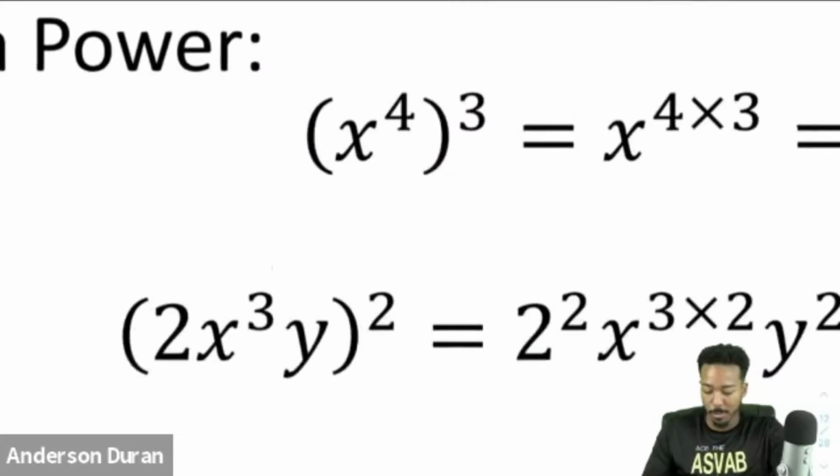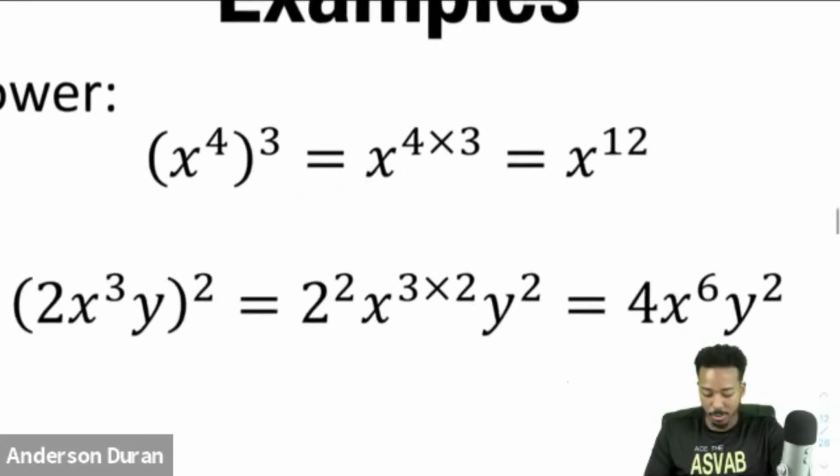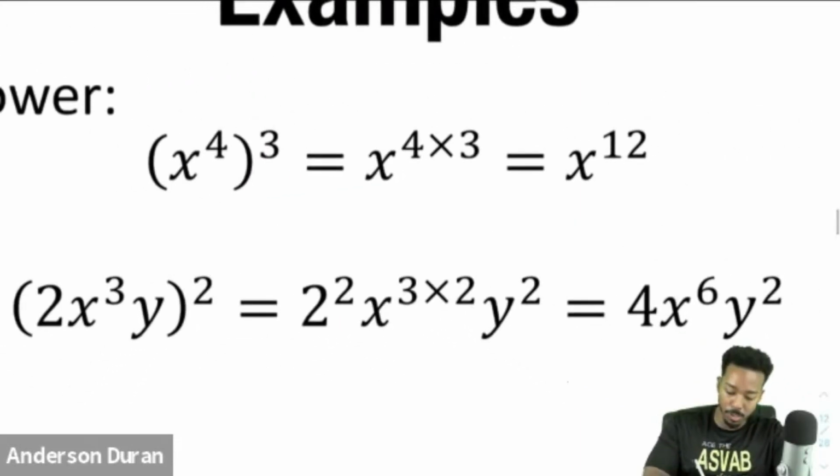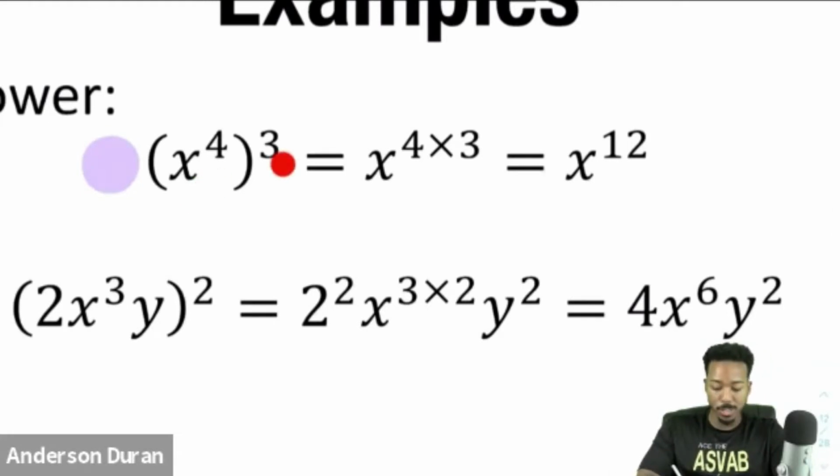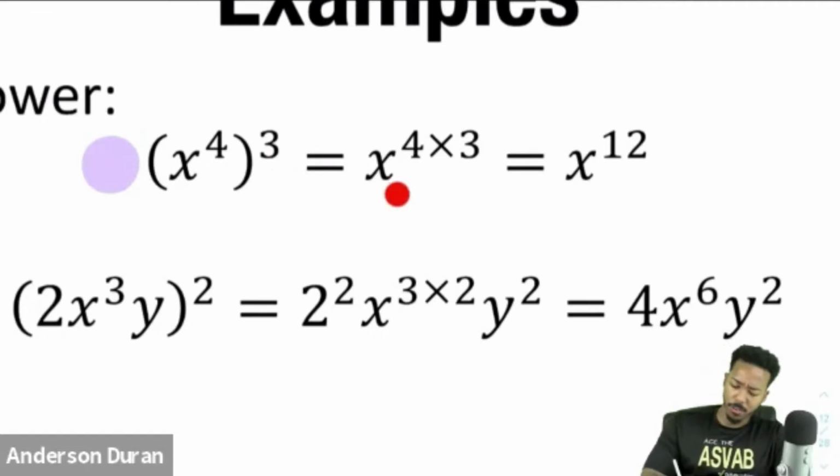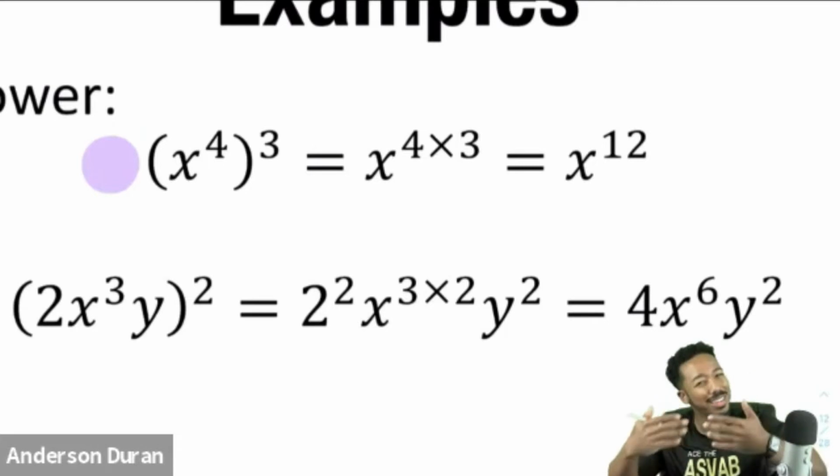So let me zoom in even more to show you what's going on. Let me just show you this first example here. Notice how you've got x to the power of 4, then cubed. It's 4 times 3, 12. That is the rule. But let me show you why that actually works.